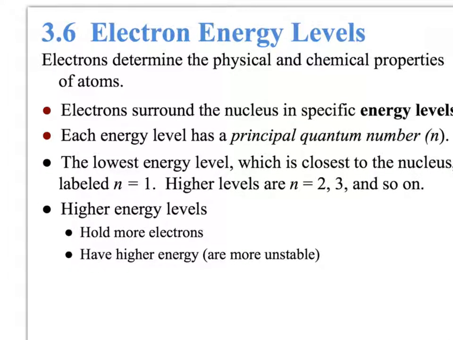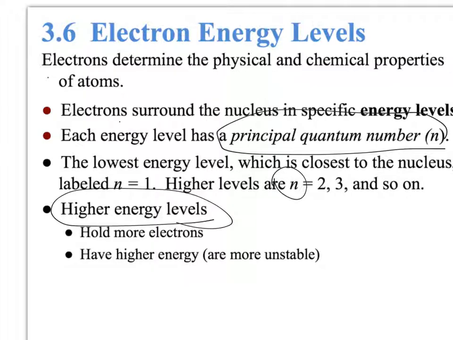Electrons are, as we mentioned before, outside the nucleus and they are moving around. This movement of the electrons is what is going to determine the physical and the chemical properties of the atoms. The electrons are arranged in energy levels, and each energy level has a principal quantum number, n. The higher the value of n, the farther away these electrons are going to be from the nucleus, and the higher in energy these electrons will be.